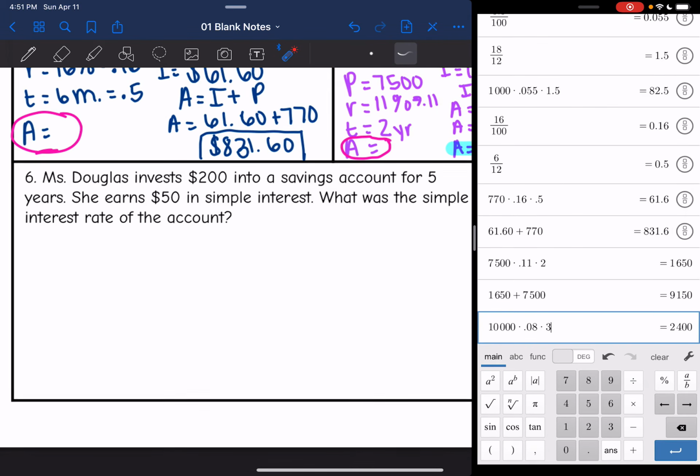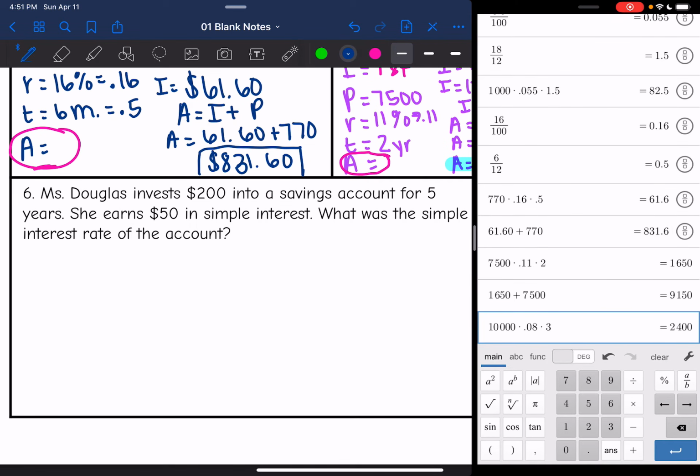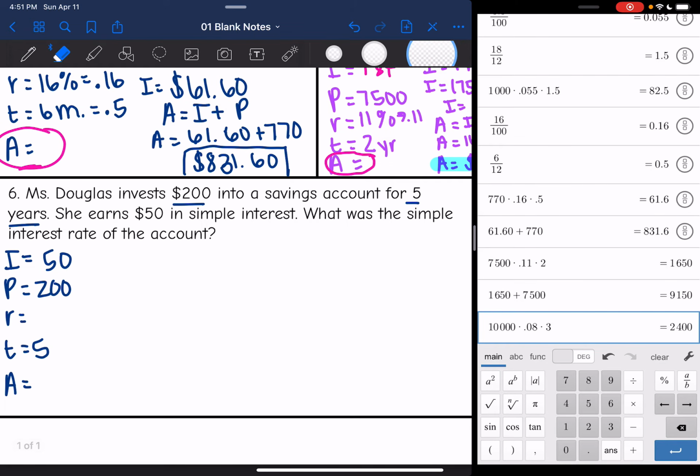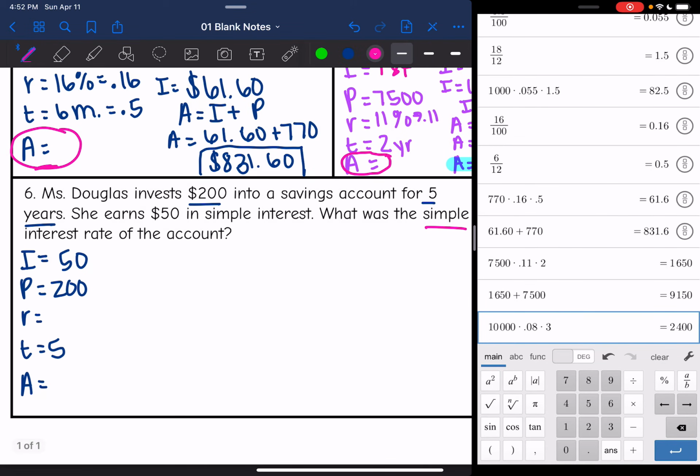All right, let's look at number 6. Let's write out our variables before we read it. It says Miss Douglas invests $200, so there's our principal, into a savings account for 5 years. There's our time. She earns $50 in simple interest. So this time they gave us the interest. It's $50. What was the simple interest rate of the account? So this time they are asking us to find the rate.